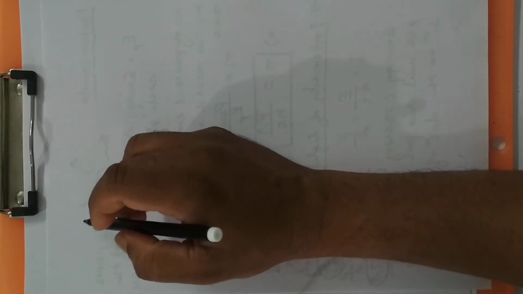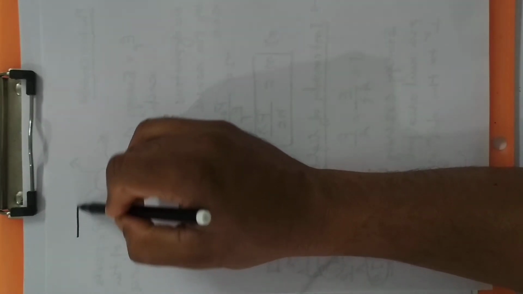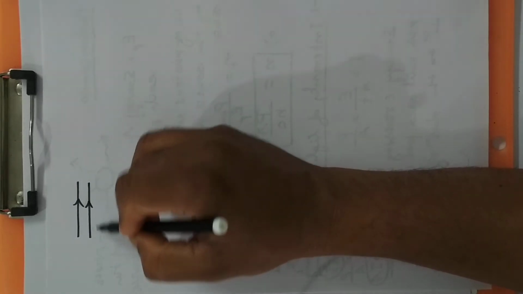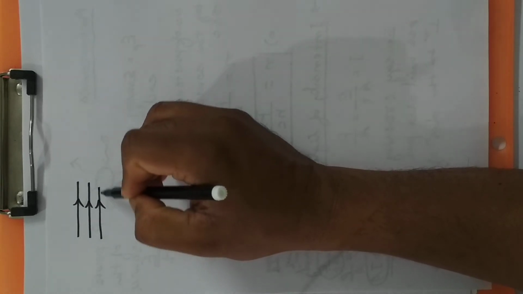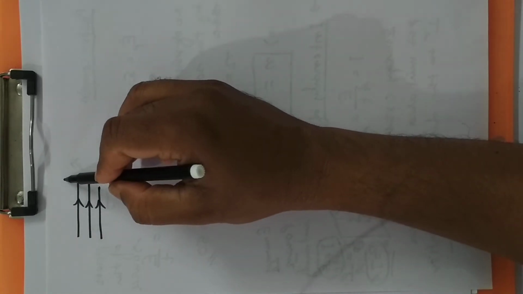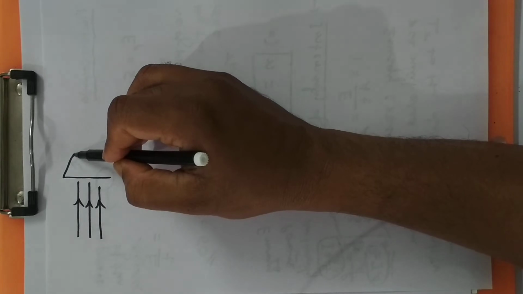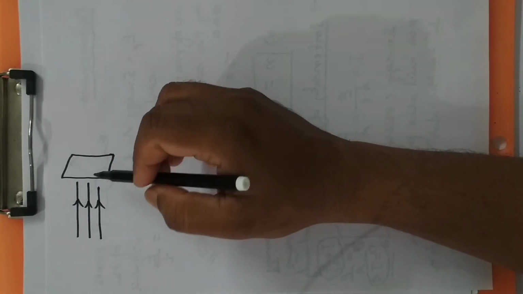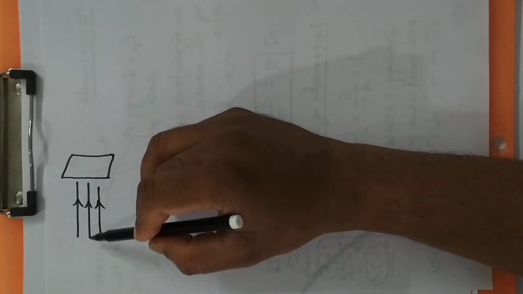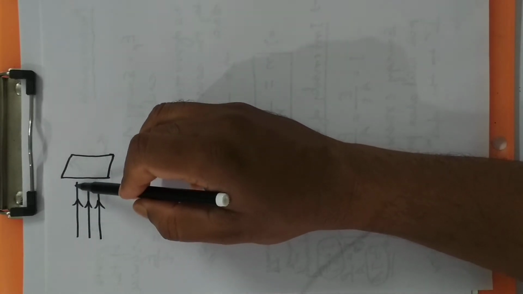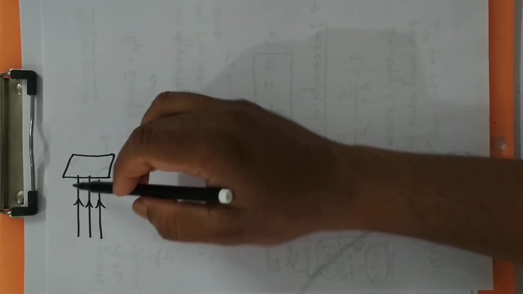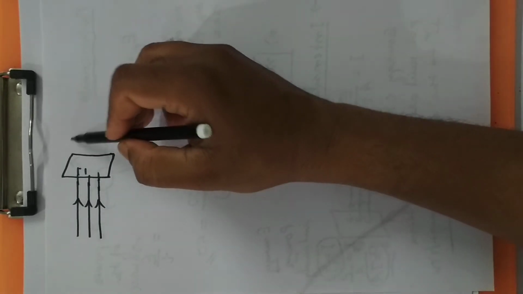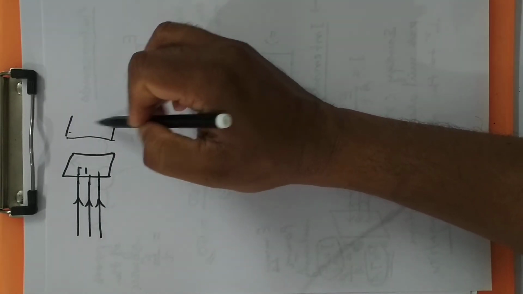Suppose, let us consider a beam having constant cross-sectional area. The rays are parallel to each other, and they are falling on a surface, right? In this situation, what will happen? You can consider a surface here, you can consider the surface farther away also, same surface.